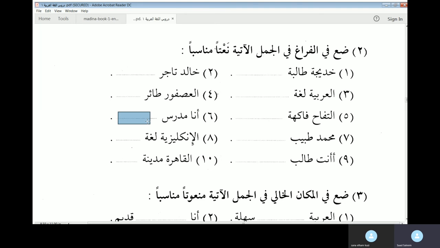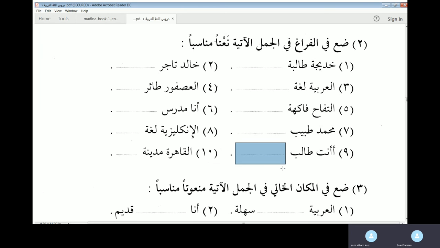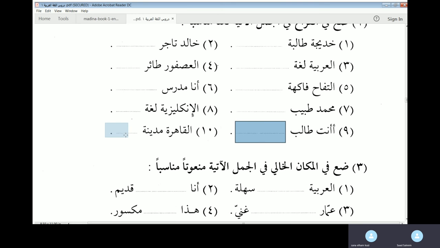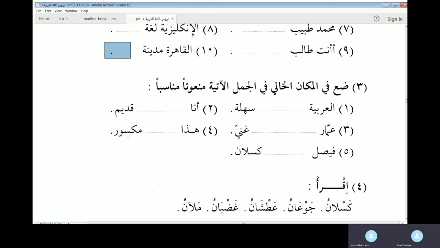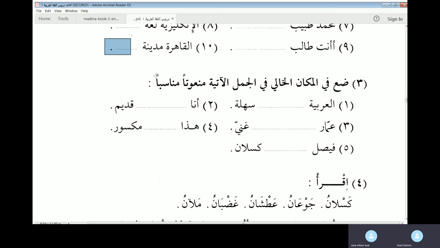Miss Anna, I'm a new teacher. Muhammadun tabibun mujtahidun. Muhammad is a hardworking doctor. Al-inkaliziyatu lughatun sa'abun. Sa'abun is a masculine word and lugha is a feminine word. Lughatun sa'abatun. Anta talibun jadidun. Are you a new student? Al-Qahiratu madinatun shahiratun. Cairo is a famous city.